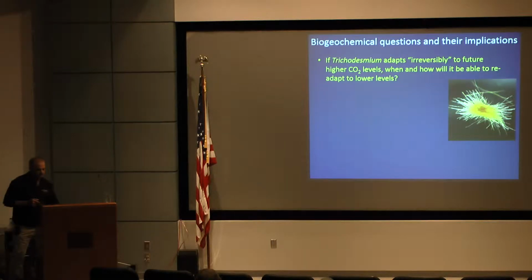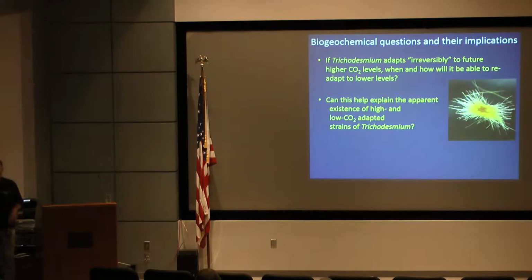Another question is, can this help explain why we see so much variability in these strains? Did these strains get stuck at some state in some past high or low CO2 level of the atmosphere? Is that why we see strains that are adapted for these two types of conditions?